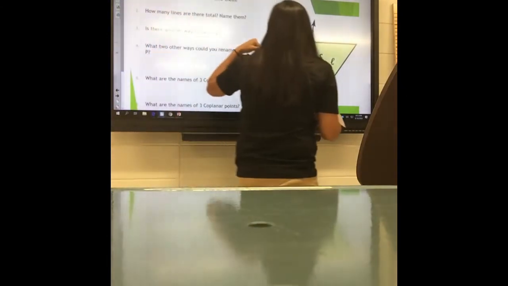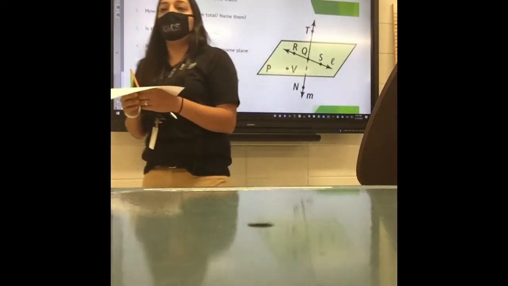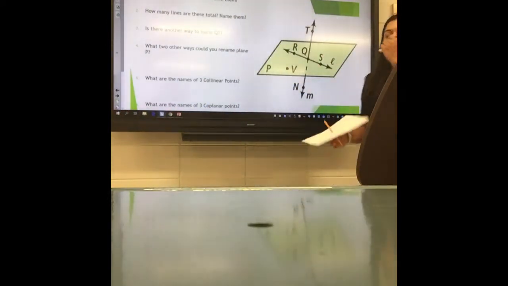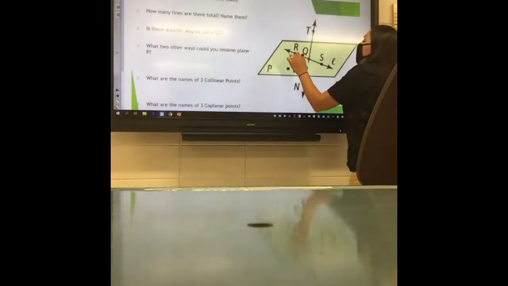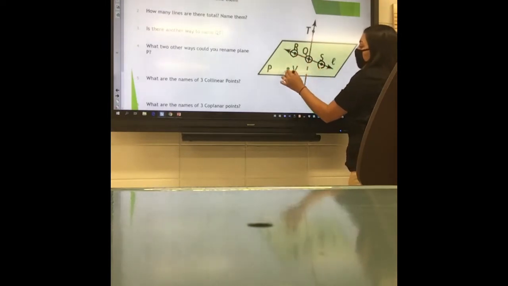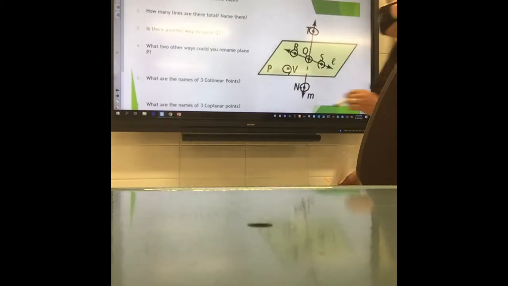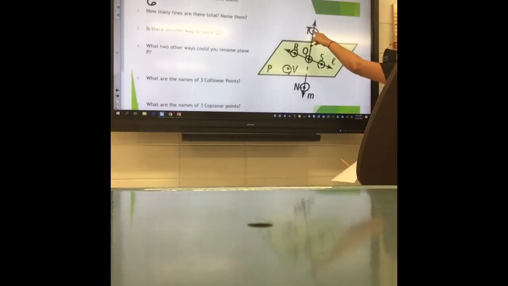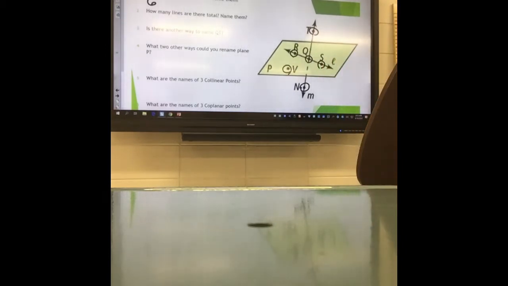It says how many points are on there? Name them. Now, in this example, there actually is a bazillion million, but we only have so many labeled. So what is a point on this plane? So we can count them. We got 1, 2, 3, 4, 5, 6. So we have 6 points. It says to name them. As you can see, I only circled the ones that have a dot on them. That is a distinction to let you know that's a point.